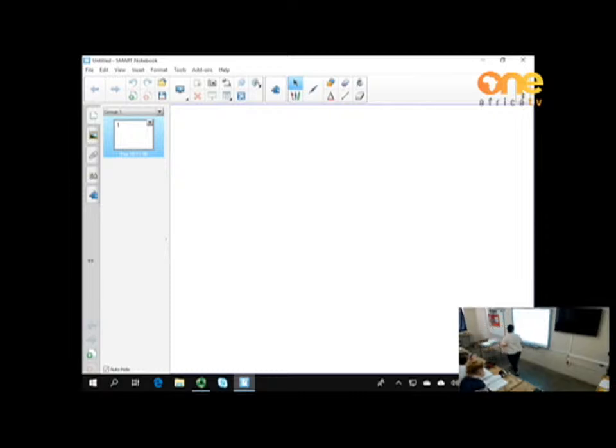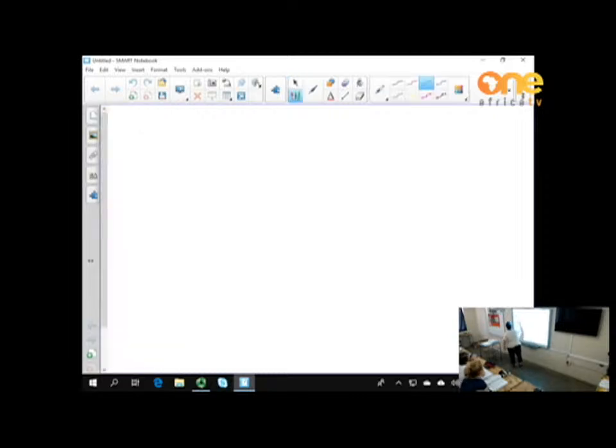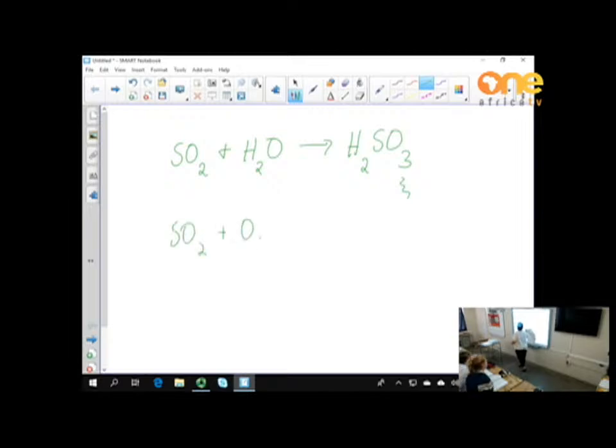Remember, acid rain is mainly sulfur dioxide that reacts with water vapor in the air, and it forms H2SO3, that is sulfurous acid. The sulfur dioxide can oxidize further and form sulfur trioxide, which is also water soluble, and that forms sulfuric acid.